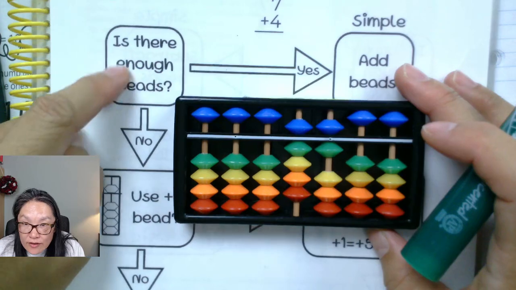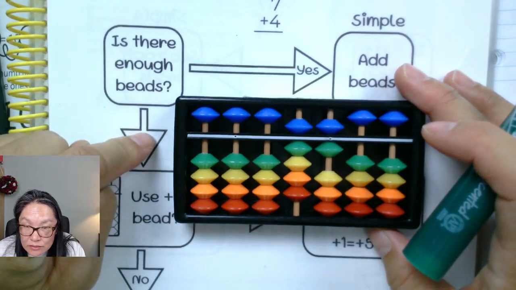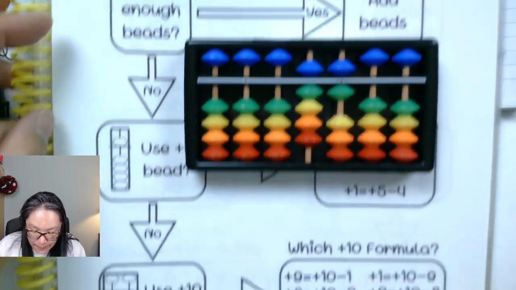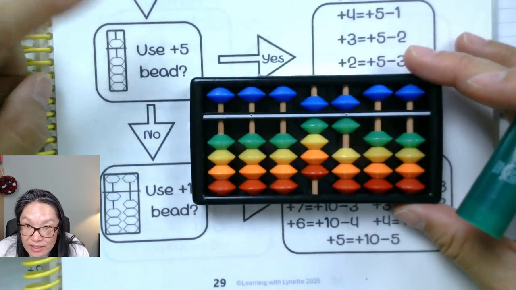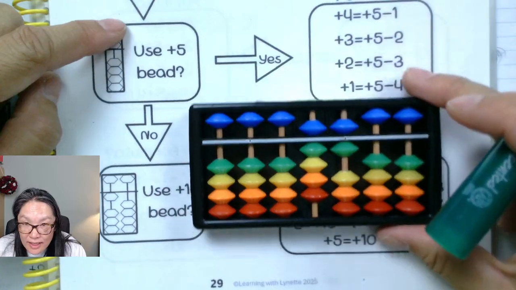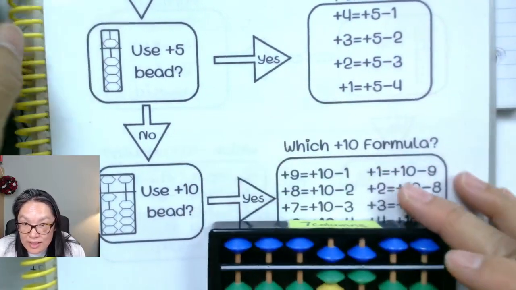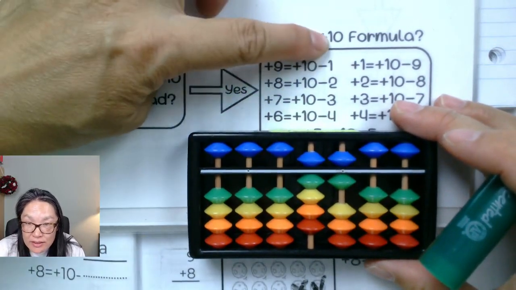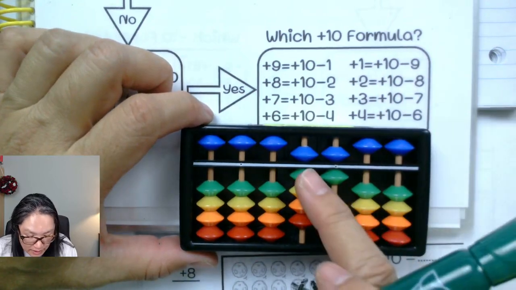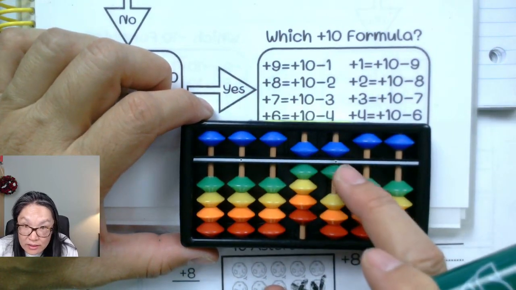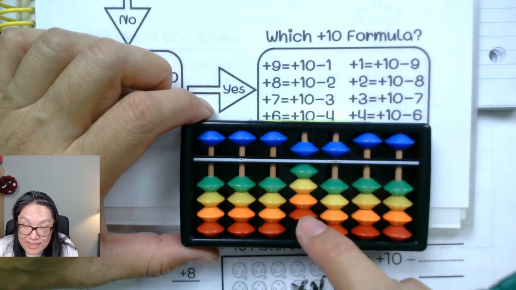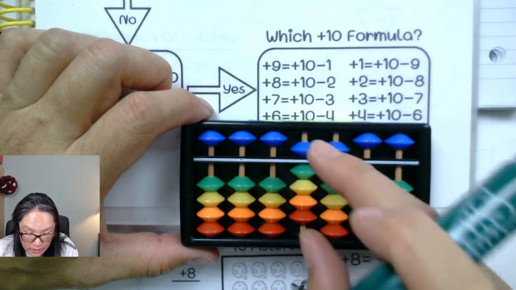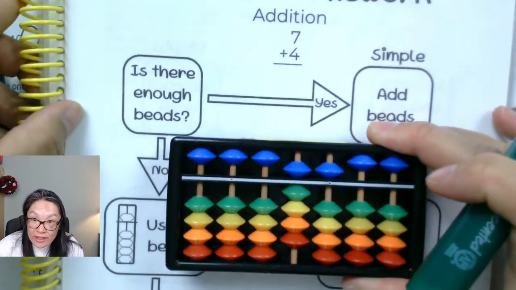So, is there enough beads to add the 9? No. Because we want to plus the 9. Can we plus the 5? No. Because 9 doesn't, right? Nothing's here. So what's next? Plus the 9 is what? Plus the 10 minus the 1. So we're going to plus the 10 minus the 1. We'll minus the 1. And we're going to plus the 10. 1, 0. 1, 0. 1. Oh, look. So we got to start it over again.